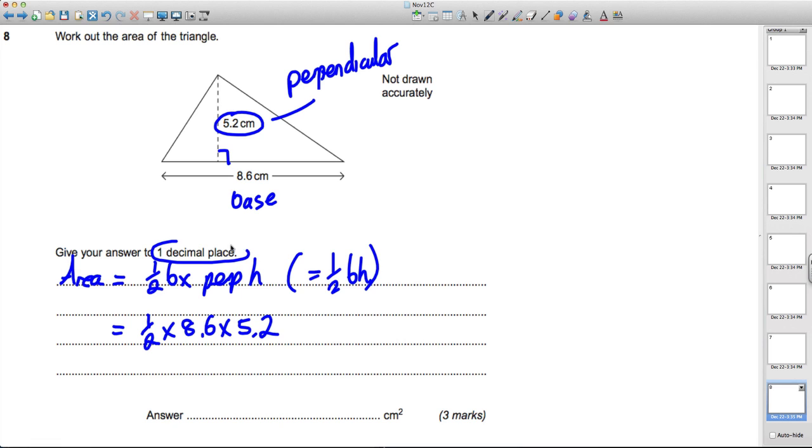We're asked to round to 1 dp, so be careful to read the question. 0.5 times 8.6 times 5.2, we get ourselves 22.4 to 1 dp, 22.4. Make sure you don't forget to round. There's one of the marks for rounding.